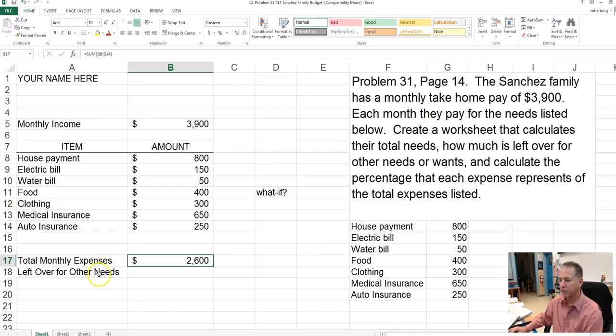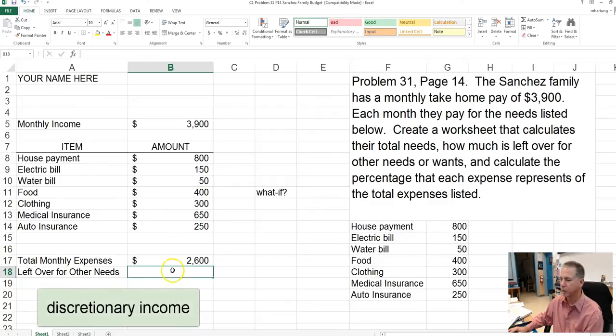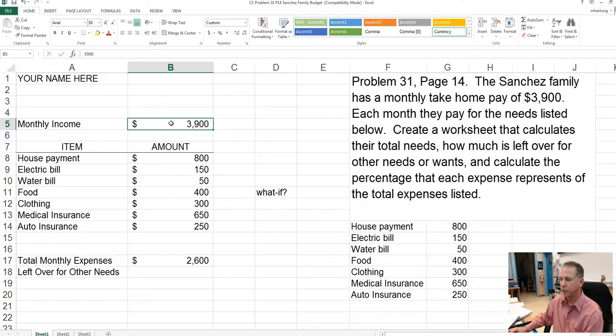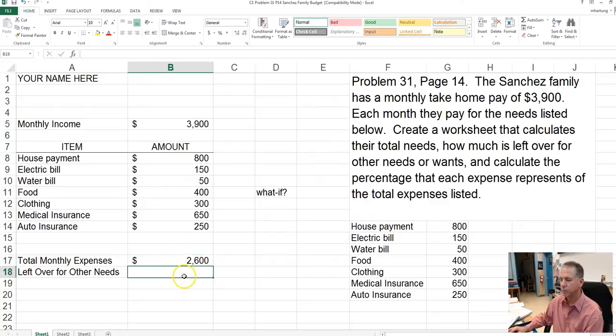Total monthly expenses left over for other needs, otherwise known as discretionary income. Discretionary. Money that we don't have a firm commitment as to what we should do with it. So we started with our monthly income of $3,900. We have expenses of $2,600. How much is left over? If you said subtract, you are correct. So we're going to subtract from monthly income the monthly expenses to see what we have left over. And so we have $1,300 left over.